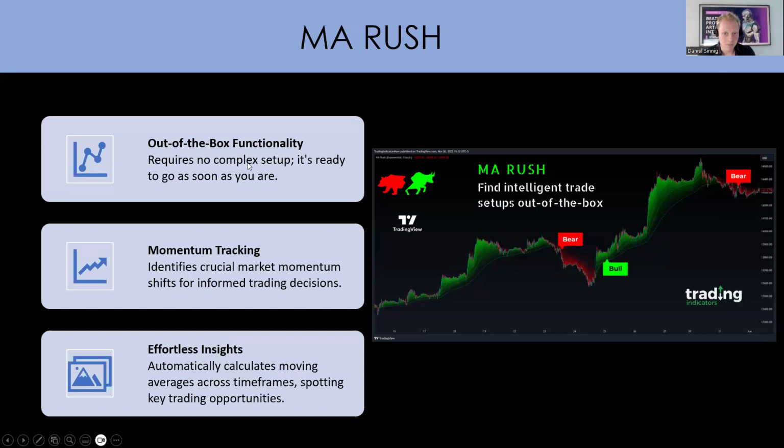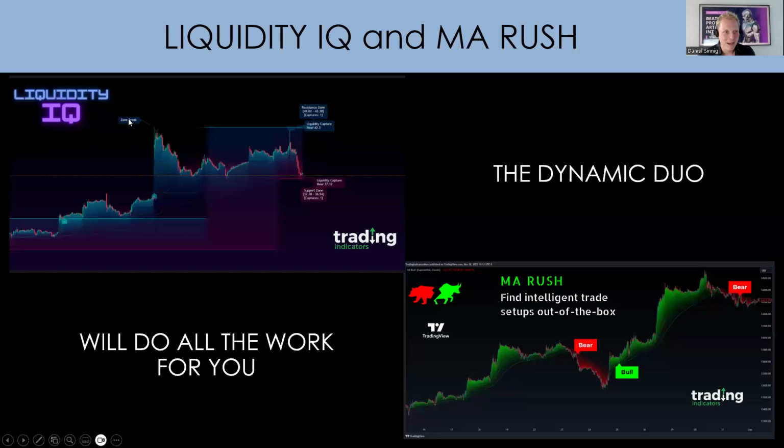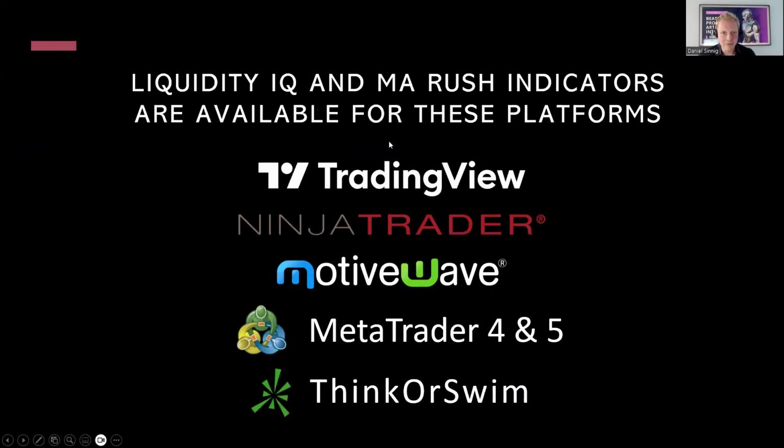All right. Now, the real cool thing is that together, Liquidity IQ and MA Rush are really complementary. They work great together, and they do so much of the heavy lifting of trading for you. Liquidity IQ will annotate the price chart with all the levels and events that are important. And MA Rush will show you the direction of momentum, which you can then use as a great filter. So they work so nicely together and will do most of the heavy lifting for you.